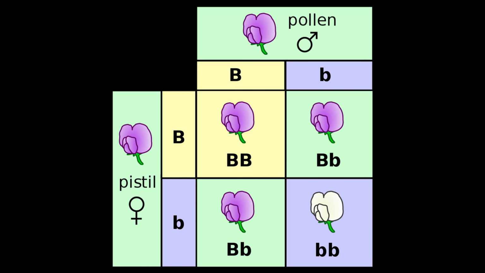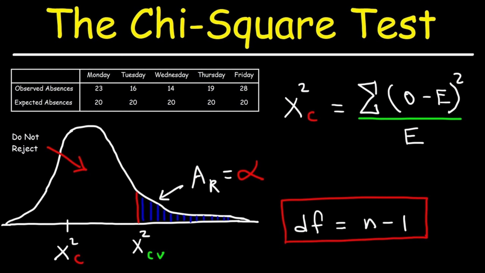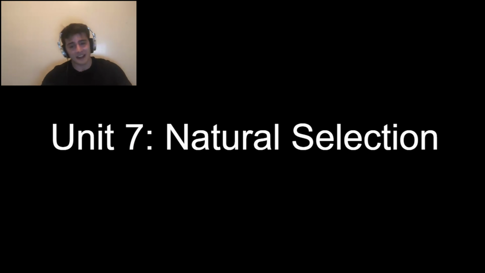Just remember this about Mendelian genetics. We love Punnett squares! And there's also non-Mendelian genetics, which include dominance, codominance, linked genes, and sex-linked traits. We freaking hate chi-square.